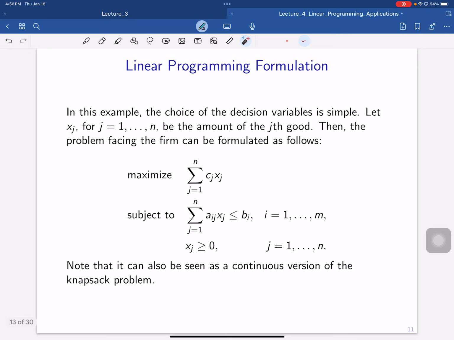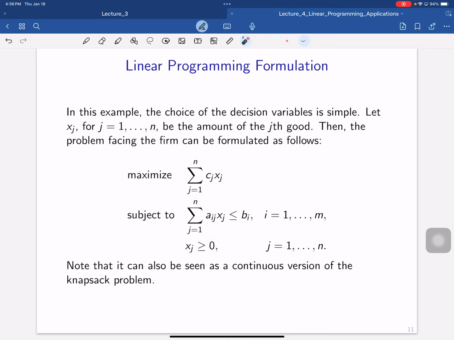So this can be formulated as a linear programming problem, right? You can just let variable xj be the amount of the j-th good you want to produce. And the problem can be formulated as follows. You are trying to maximize your total revenue, right? So your total revenue would be the revenue from each of the goods, and you sum them over. You have n different goods. That's why you sum over cj xj.